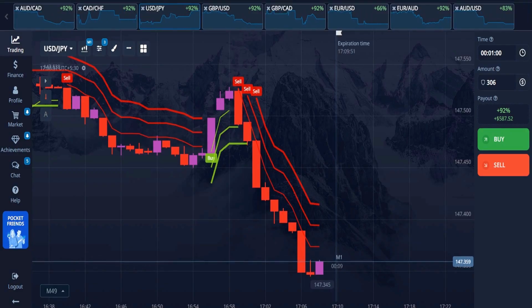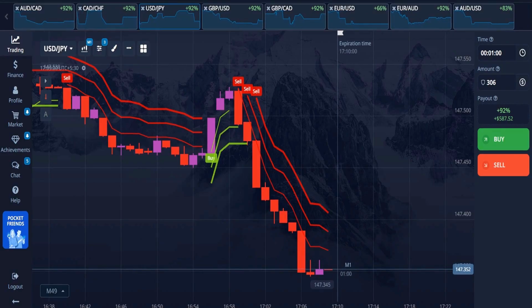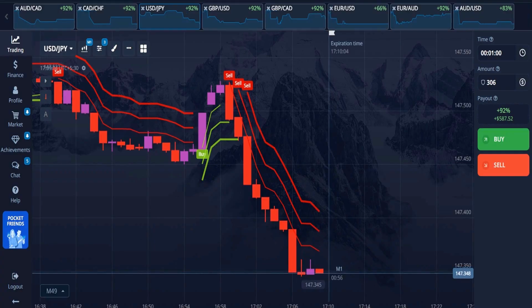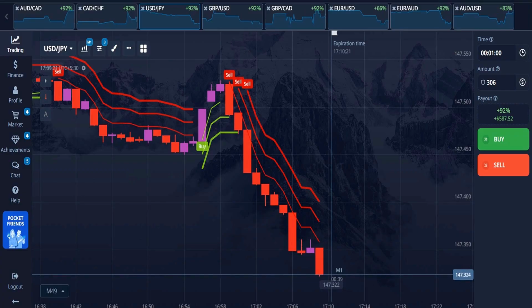Risk management tips. Always trade smart. Stay calm. Don't trade with emotions. Risk only 1% to 5% of your capital per trade. Never risk more than 10% of your account. Start with a demo account to practice. Backtest this strategy on historical charts for better confidence.